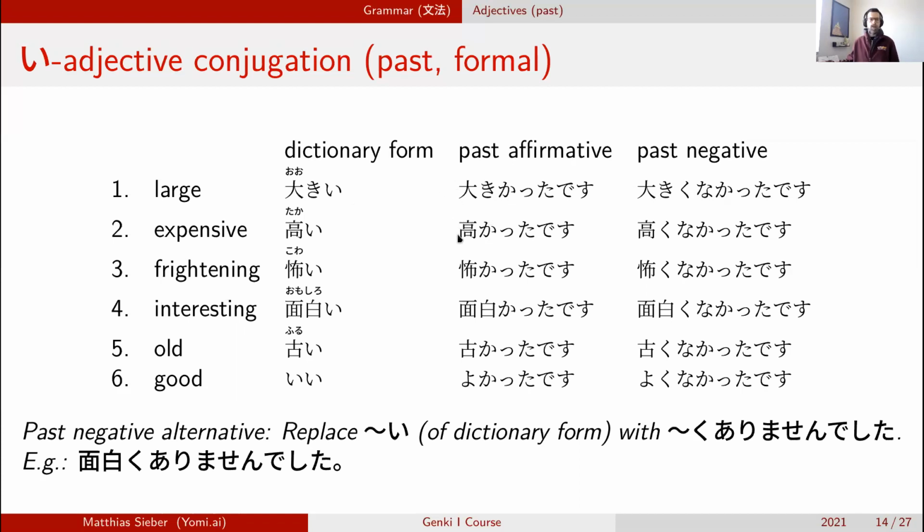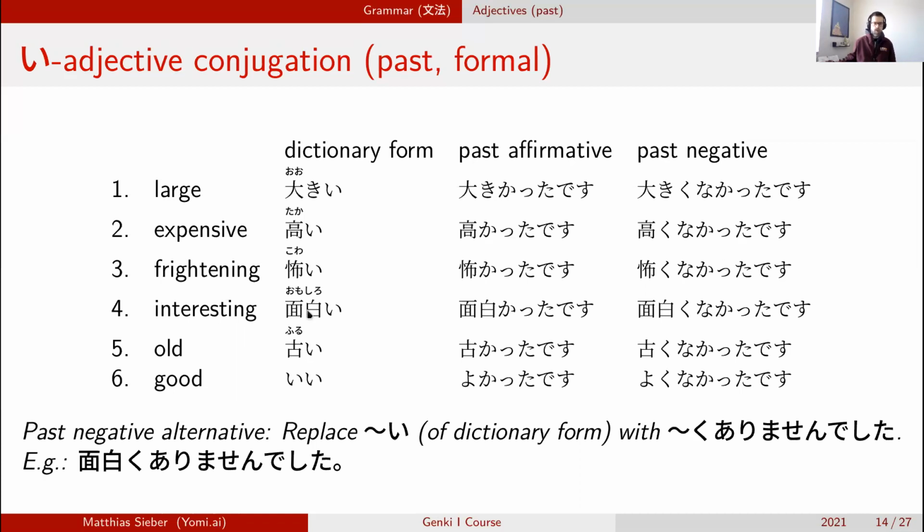For expensive, we have takai, right, which is our dictionary form. An example, we already know takakatta desu is the past affirmative. Past negative is takakunakatta desu. We have kowai for frightening, which becomes in the past affirmative kowakatta desu. And the past negative kowakunakatta desu. So what's happening here is that to render the past affirmative of i adjectives, we drop the i and replace it with katta desu. For the past negative, we drop the i of the dictionary form and replace that with kunakatta desu.